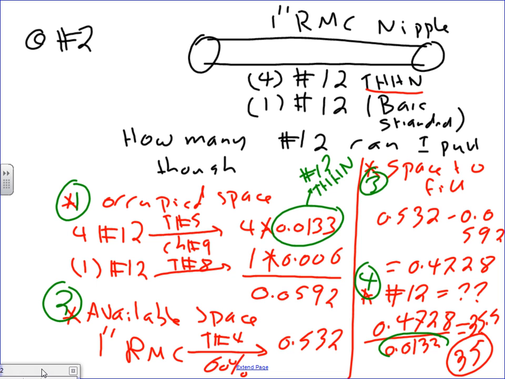Okay, let's go to the box fill calculation. Question number 2, box fill calculation. How many number 12 conductors can be pulled through a box, a square box? I have a 4 by 1.5 inch square box, and I also have a ring, and my ring is given as 3.6 cubic inch.